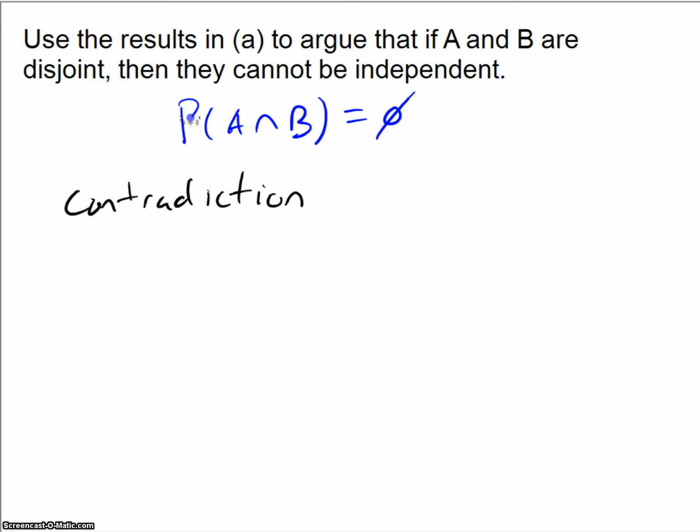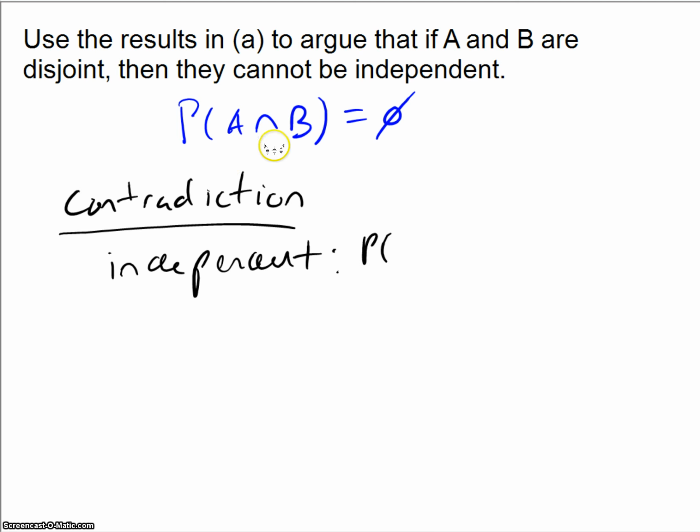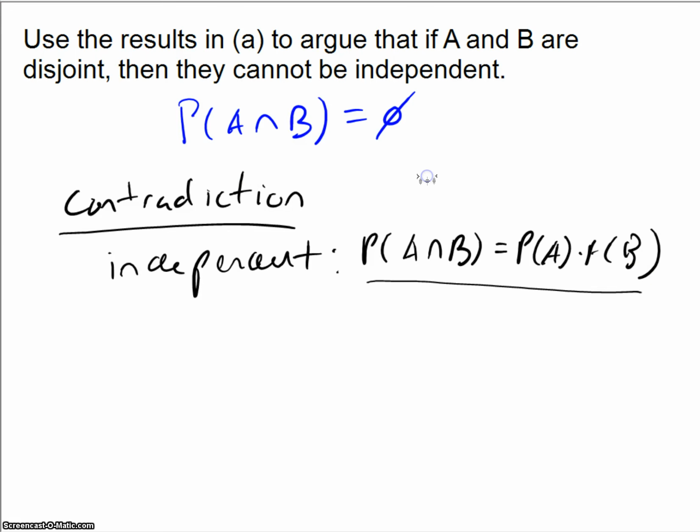Assuming the opposite would have to be invalid. So suppose for a second that, since we're claiming that they're independent, it would imply that the probability of A and B would be equal to the probability of A times the probability of B. Okay? And now we're trying to show that it cannot be independent, right? But we're saying that they are. If we're saying that they are independent, then this would have to hold true by the very definition of independence.